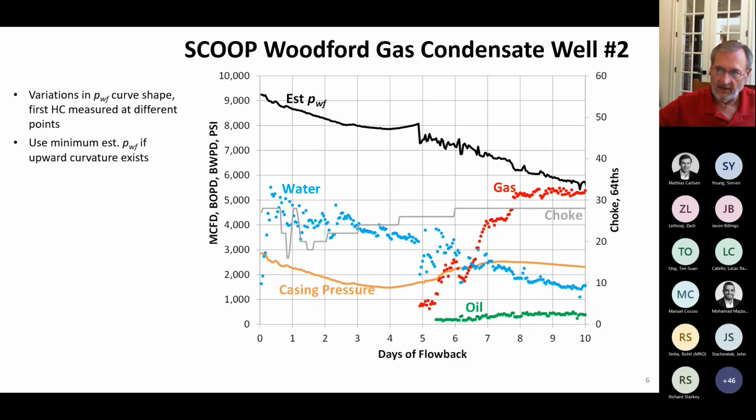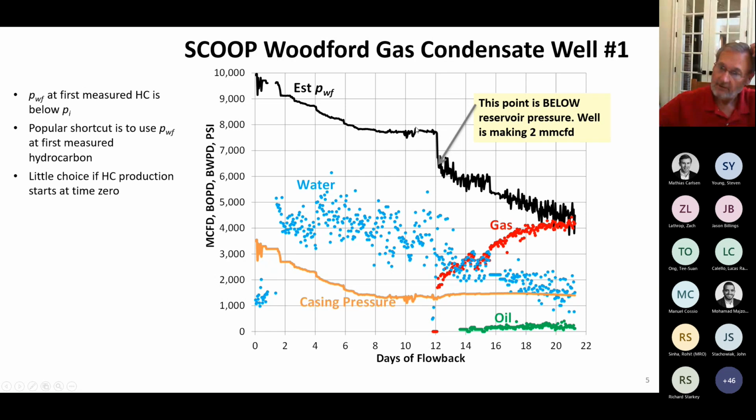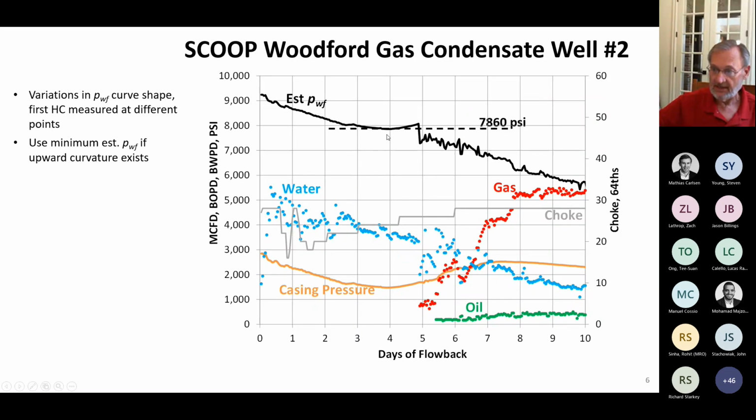Now here's another example, just a different well down in the SCOOP, also in the gas condensate area. And in this case, and we saw this a lot of times, the casing pressure will start increasing as you get more and more gas coming in, lightening that fluid column. And what's actually happening, of course, is that your bottom hole flowing pressure continues to decline, but you're not accounting for hydrocarbon in your calculation of flowing bottom hole pressure. And so in that case, you would use the minimum estimated bottom hole flowing pressure as your reservoir pressure.